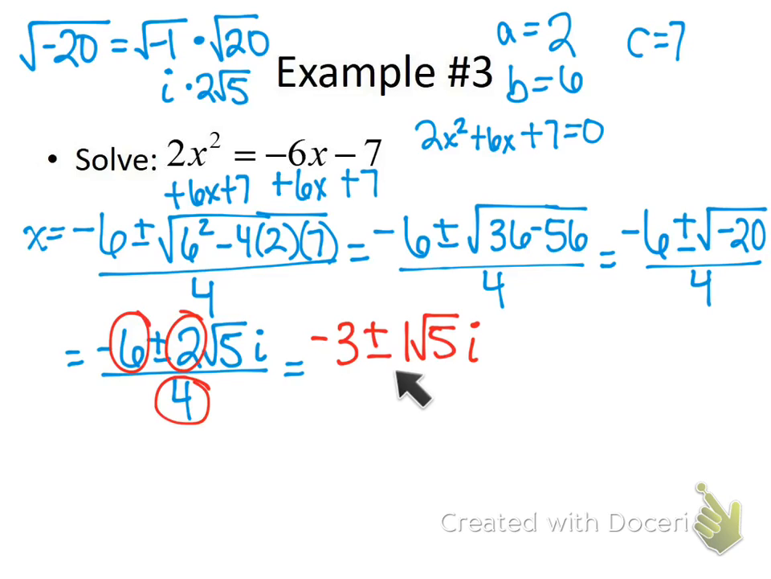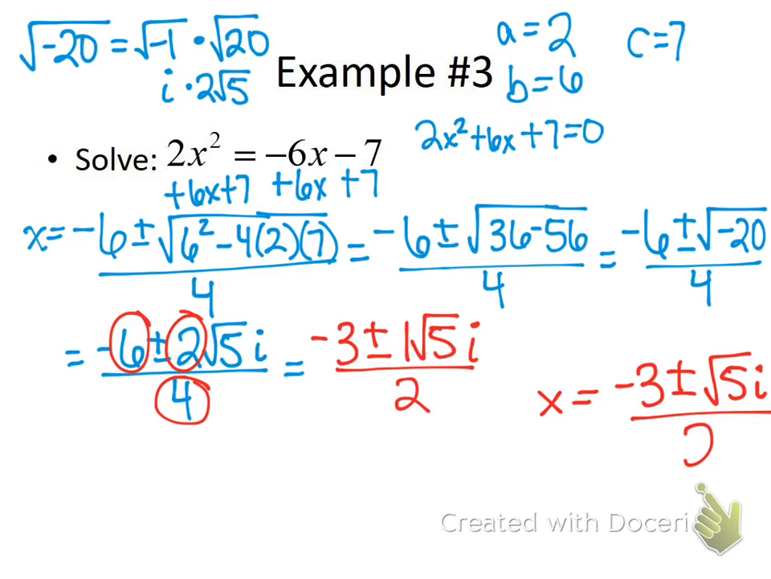If you want to leave off that 1, you can. You can just put root 5i. All divided by 4 divided by 2 is 2. So that would be our final answer. x equals negative 3 plus or minus the square root of 5 times i, all divided by 2.